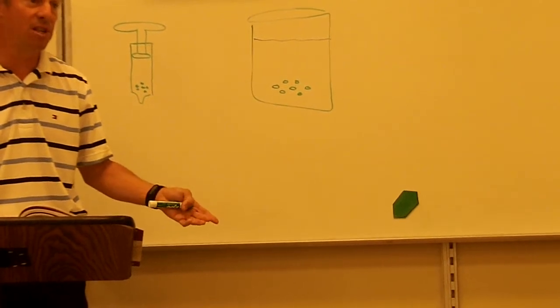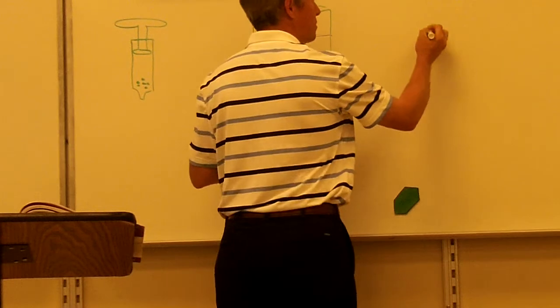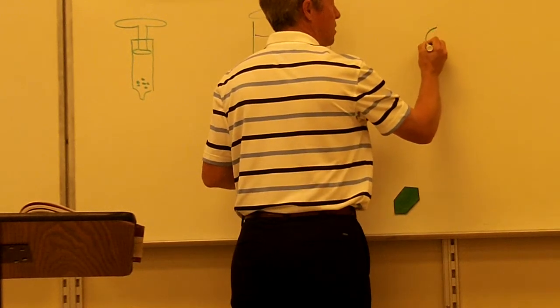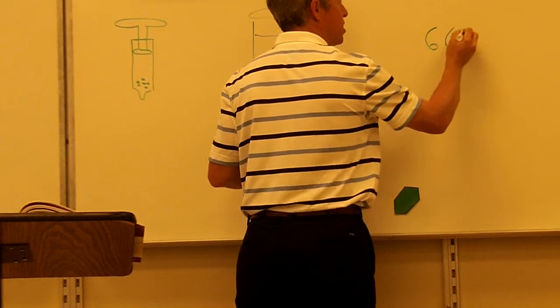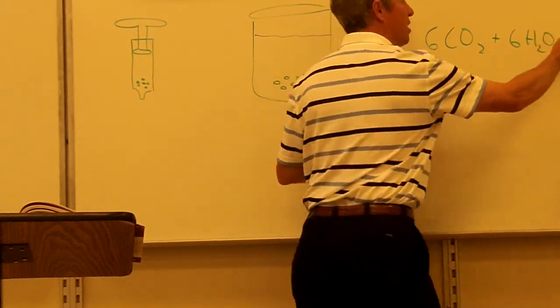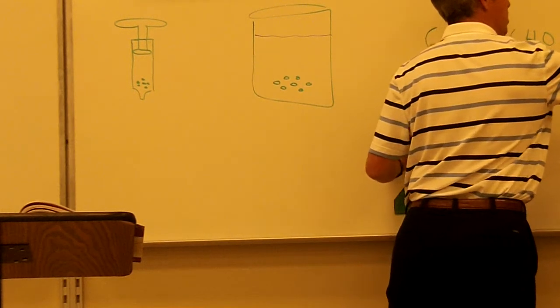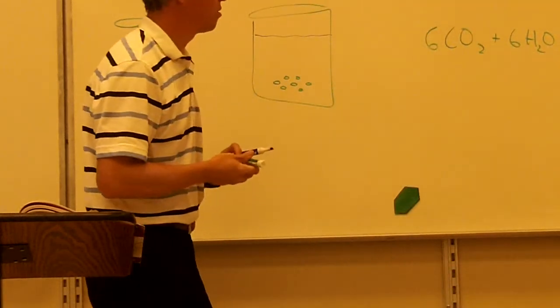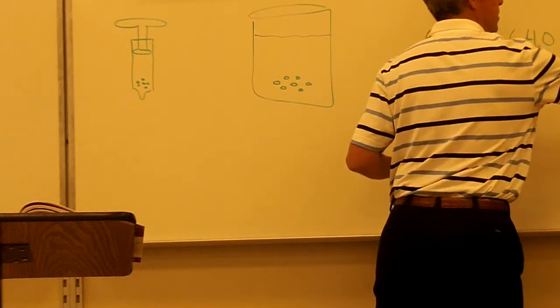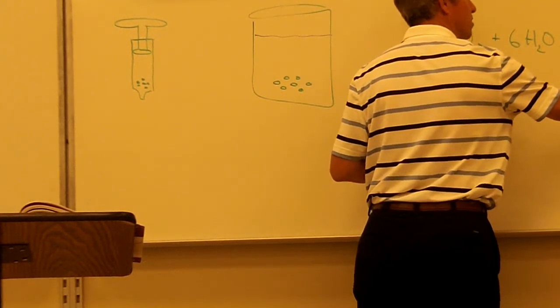Y'all remember the photosynthesis equation? 6 CO2 plus 6 H2O plus light yields glucose plus 6 O2. And glucose is C6H12O6.